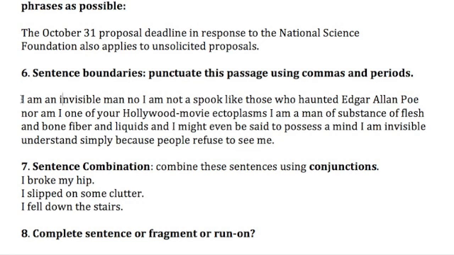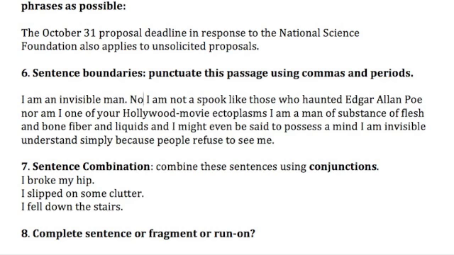I am an invisible man. No, I am not a spook. So we have I am, subject verb. And then we have a second I am, not a spook, another subject verb. So I'm thinking we should put a period here.